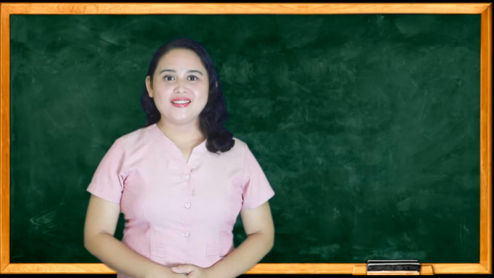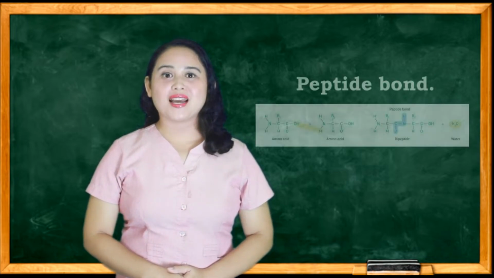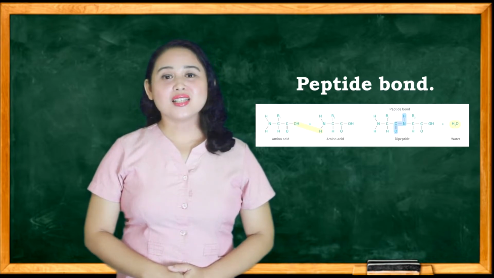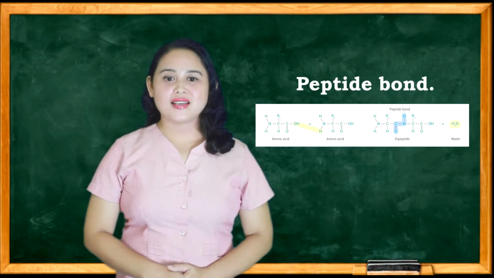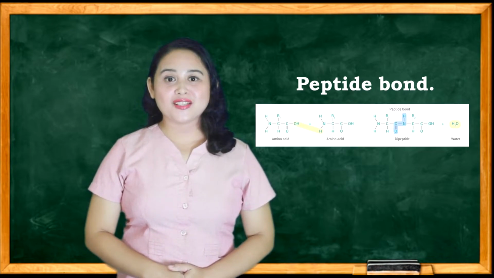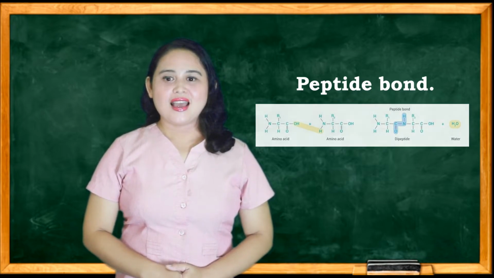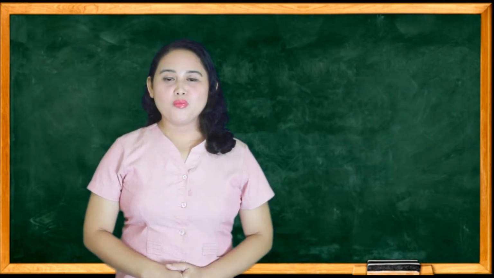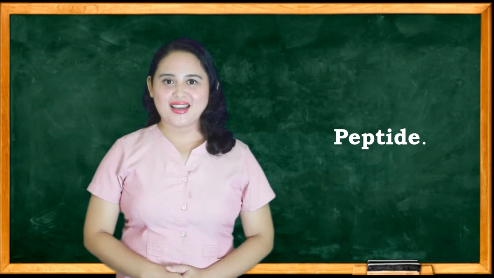In a protein, the amino acids are linked via a peptide bond. This peptide bond is formed between an amino group of one amino acid and a carboxyl group of another amino acid. A chain of 2 or more amino acids linked together by peptide bonds is called a peptide.